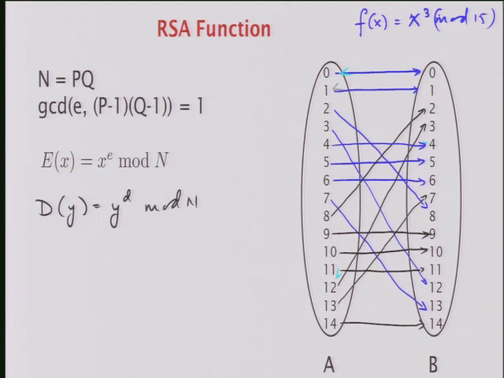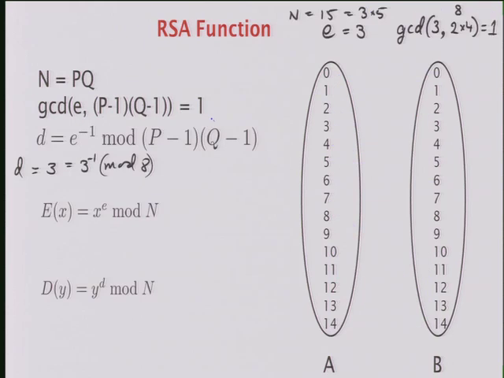Meanwhile, you also calculate what D should be. You calculate D by computing P minus 1 times Q minus 1. You can do it because you know P and Q. And then you compute E inverse mod P minus 1 times Q minus 1. So this is your secret decryption exponent.